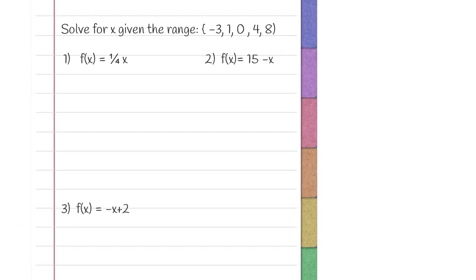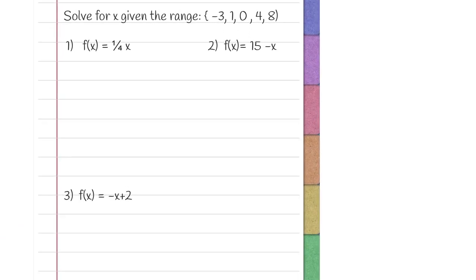All right. Moving on to the next part. It says solve for x given the range. So now they give us the range. What is range? That is y, right? So we have to find x and they give us y. What do we say y was? Remember, f of x is equal to y. So they give us this part and we need to find this x right here.